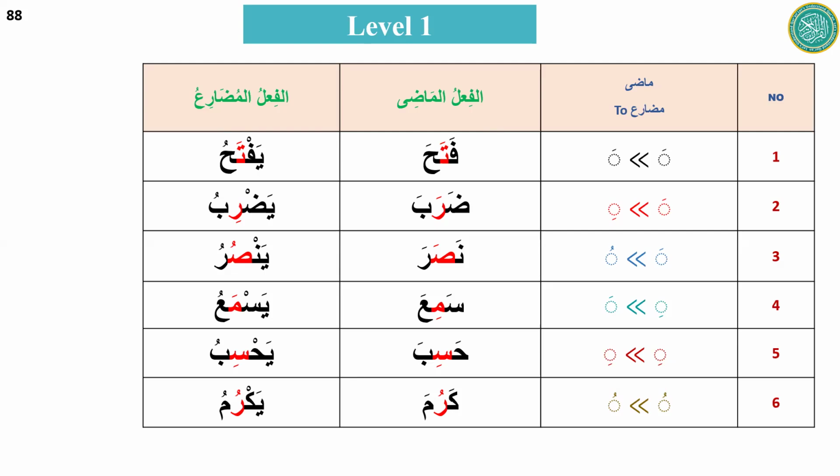Repeat it, please. Level 1, chapter 1, Bab Fataha, Yaftahu, Zabar, Zabar. Fataha means he opened, he got victory. Okay.